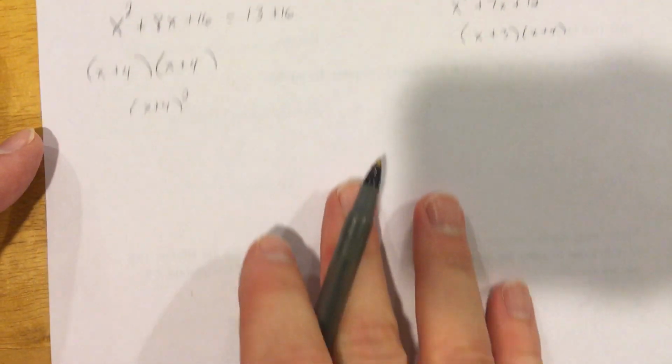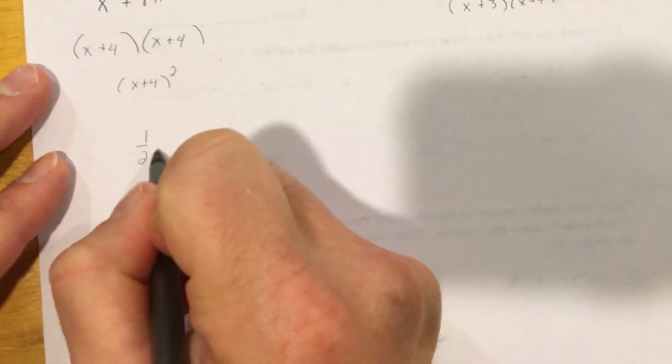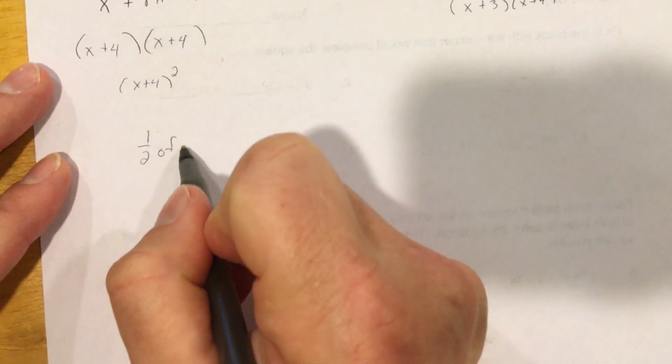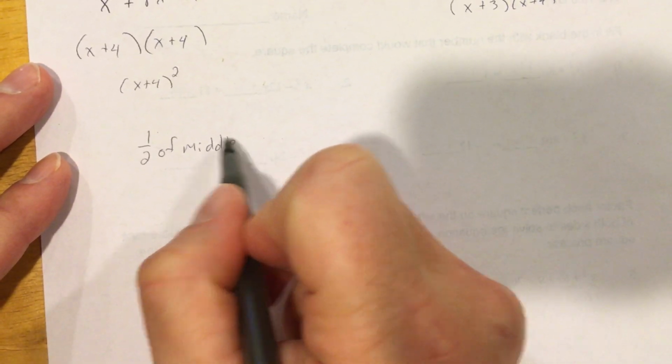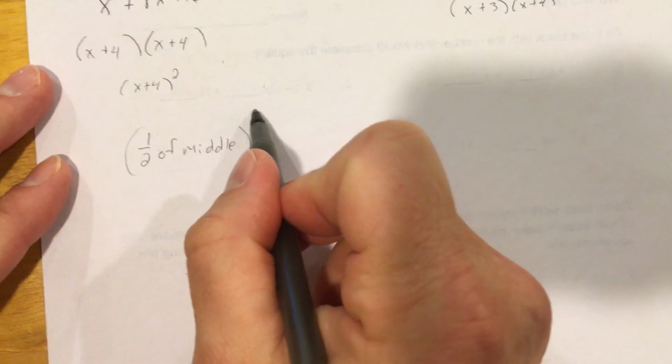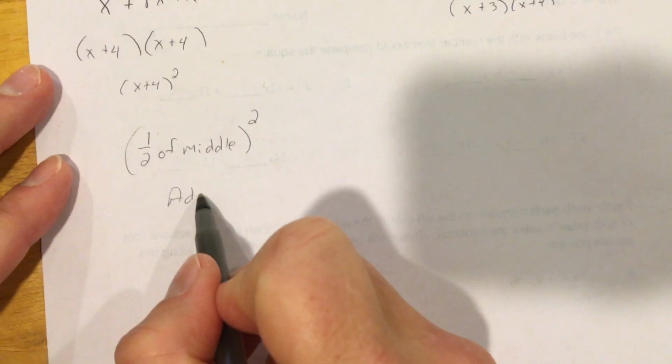Okay, so again, one of the first steps we're going to do is take half of the middle number, and then we're going to square that. And this is what we add to both sides.